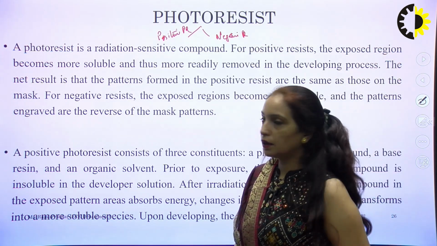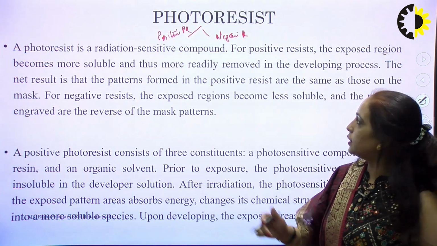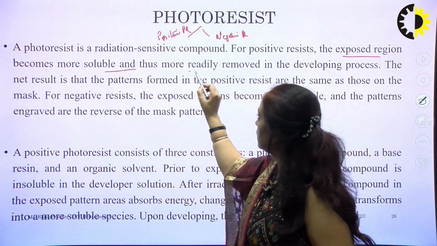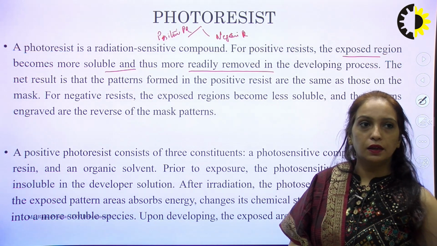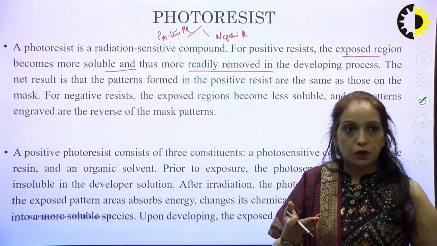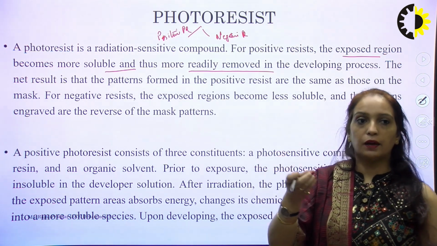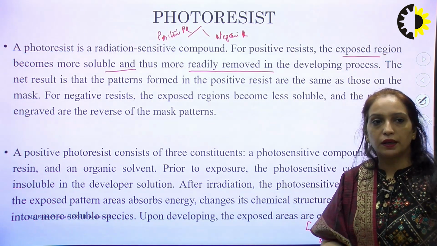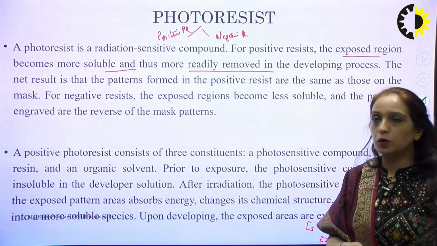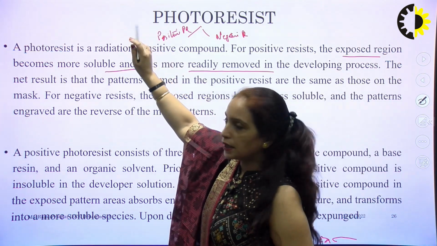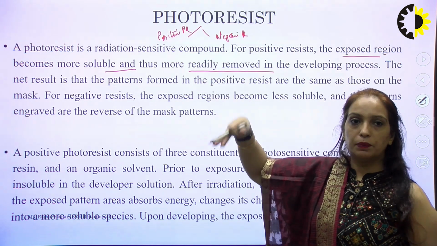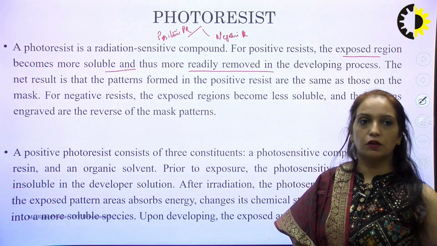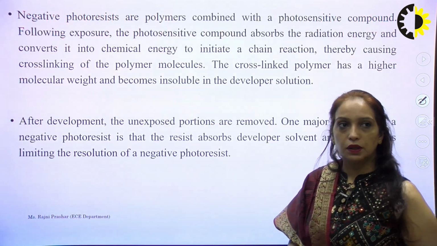A photoresist is a radiation-sensitive compound. For positive photoresist, the exposed region becomes more soluble and is thus more readily removed in the developer solution. So in case of positive photoresist material exposed to UV light, it will be soft and more soluble in the etching solution, and it will be removed at the time of development. So with positive photoresist, whatever mask we use, the exact replication of that mask will be imprinted over the substrate. But in case of negative PR material, the opposite of that will be imprinted over the substrate.